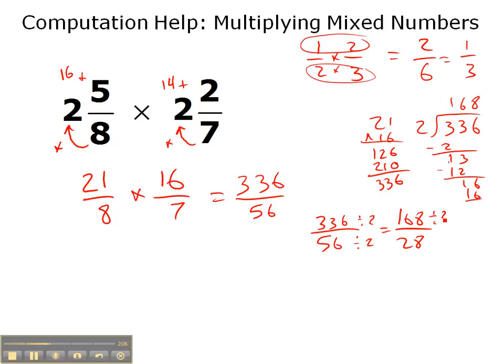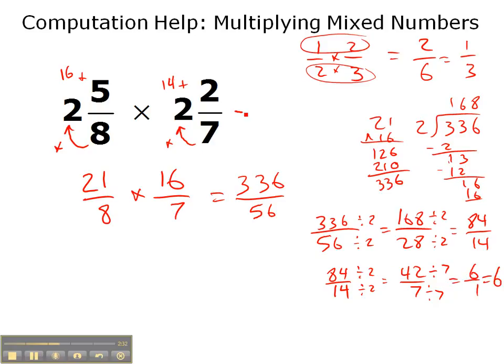We can divide by 2 again. We get 84 over 14. Divide by 2 again. We get 42 over 7. Oh, 42 is a multiple of 7, so we can divide by 7. And we get 6 over 1, which is just equal to 6. So this product equals 6.